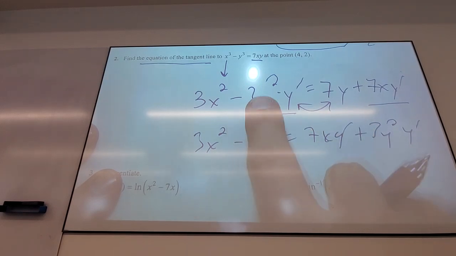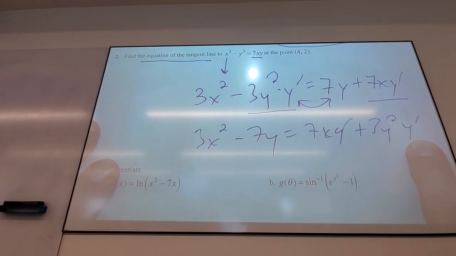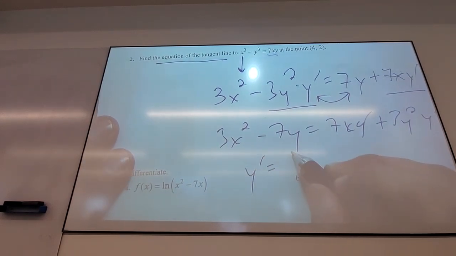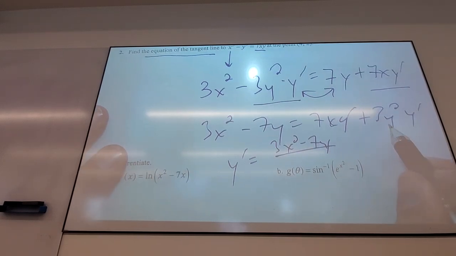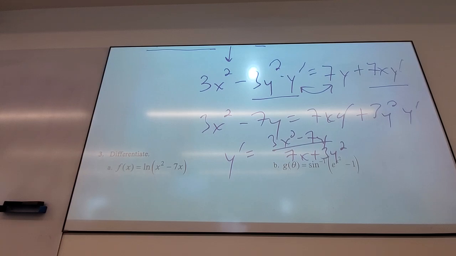So I subtracted 7y, and I added 3y squared y prime. That's all I did. So now can I take a y prime out? Are you guys cool with this? 3x squared minus 7y divided by, if I take a y prime out, what do I get? 7x plus 3y squared, so that's what I'm going to divide by. Do you see a symmetry between the top and the bottom? 3x squared minus 7y, 7x plus 3y squared. That happens a decent amount of the time when you do implicit. It's kind of neat. Does it really change what we're doing? No, just want to point it out.